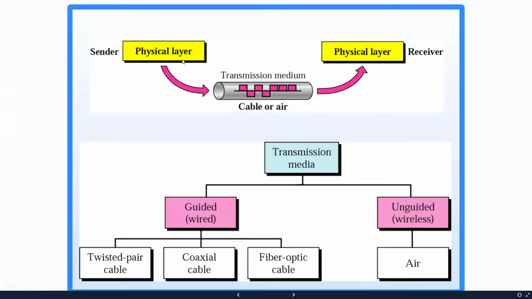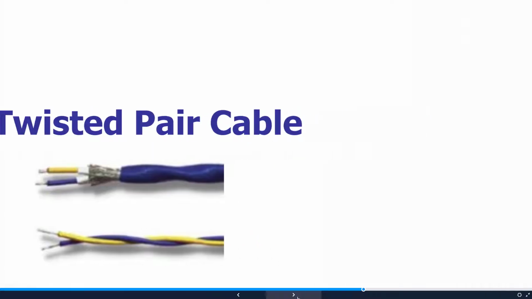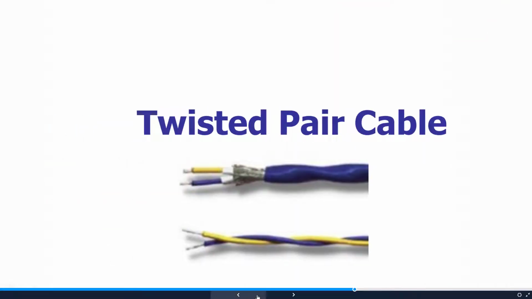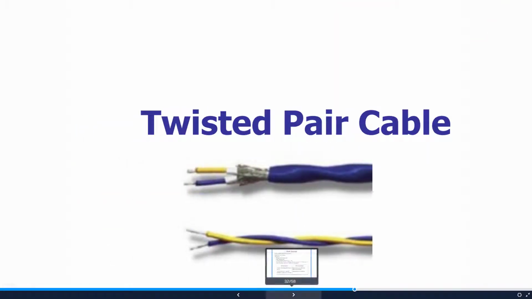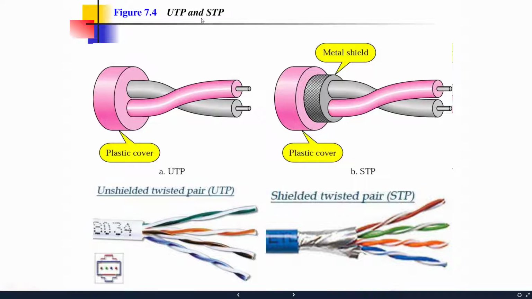From sender, it goes to the cable or air, and then receiver, which is also on the same level, which is the physical layer. This is the most famous transmission media we use because it's cheap, it's easy to also install. So it's UTP. It's actually twisted pair.